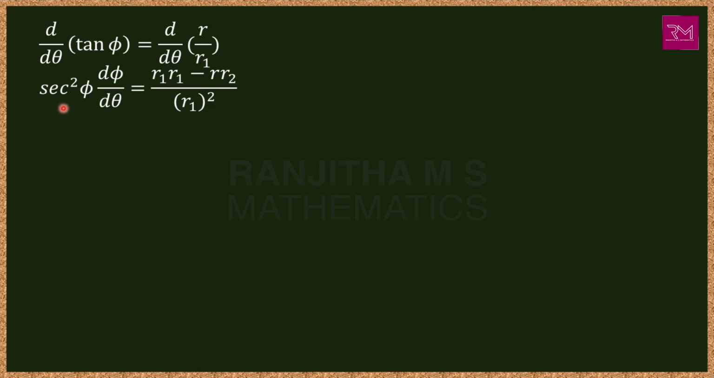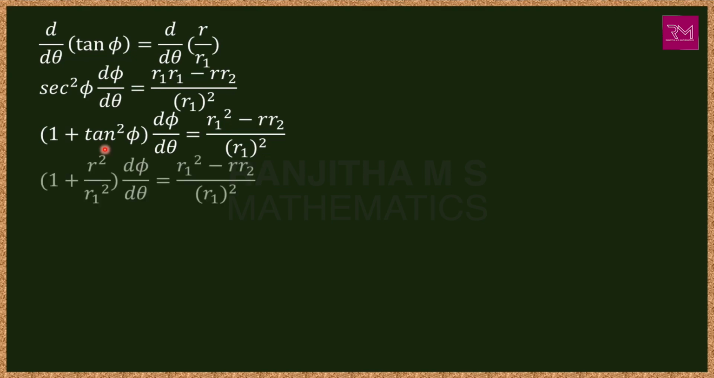We all know that from the trigonometric identity, secant square phi can be written as 1 plus tan square phi into d phi by d theta, which is equal to, here r1 into r1 is r1 square minus r into r2 divided by r1 square. In the next step, we can substitute as 1 plus r square by r1 square into d phi by d theta, which is equal to r1 square minus r into r2 divided by r1 square.